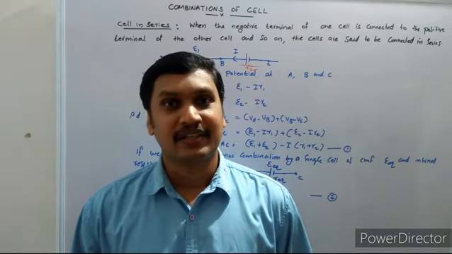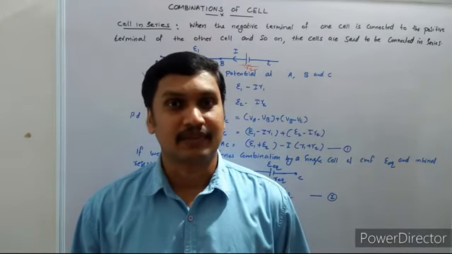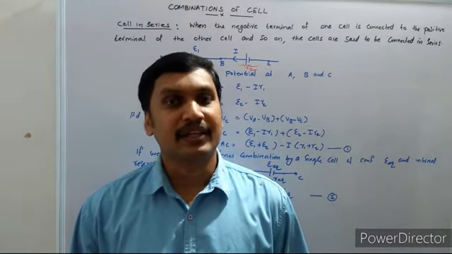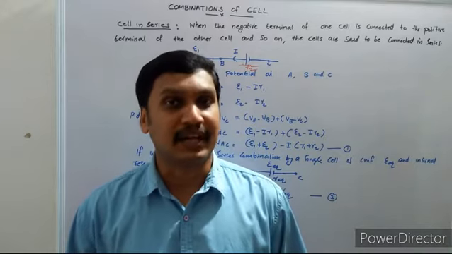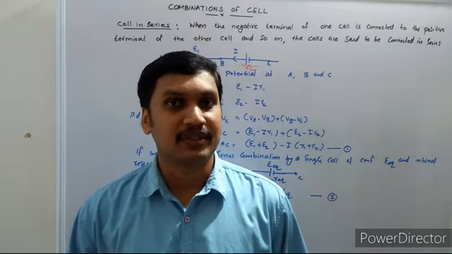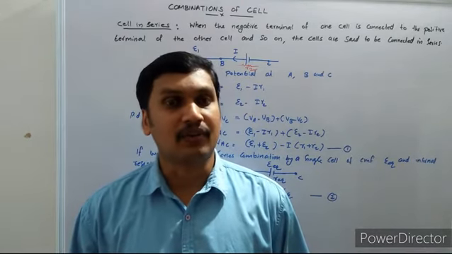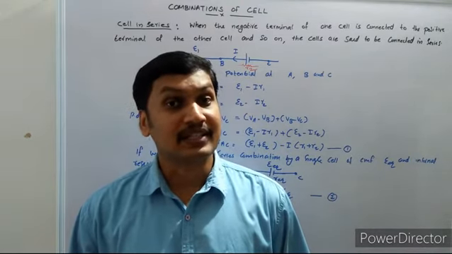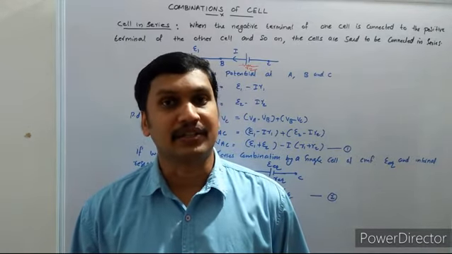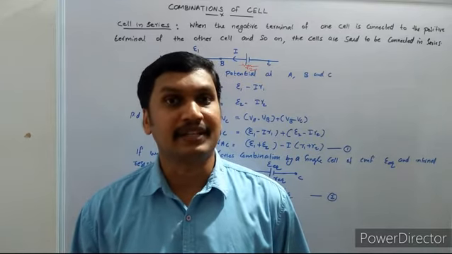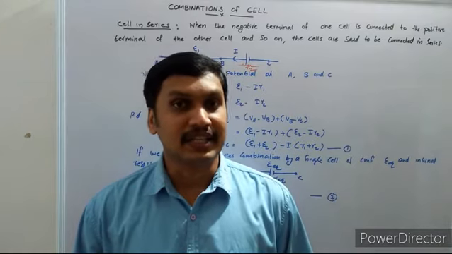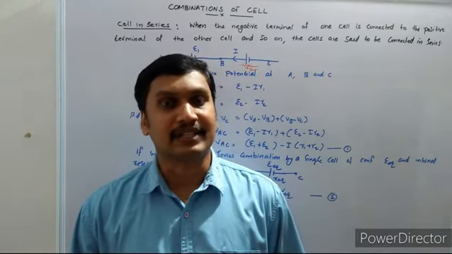Today we discuss the combinations of cells. If you are using a single cell in an electric circuit, it can send only a feeble current. If you need more current in an electrical circuit, we can use a combination of cells. The cells can be connected either in series or in parallel, or we can also connect a mixed combination of cells. Let us see what the series and parallel combinations of cells are.